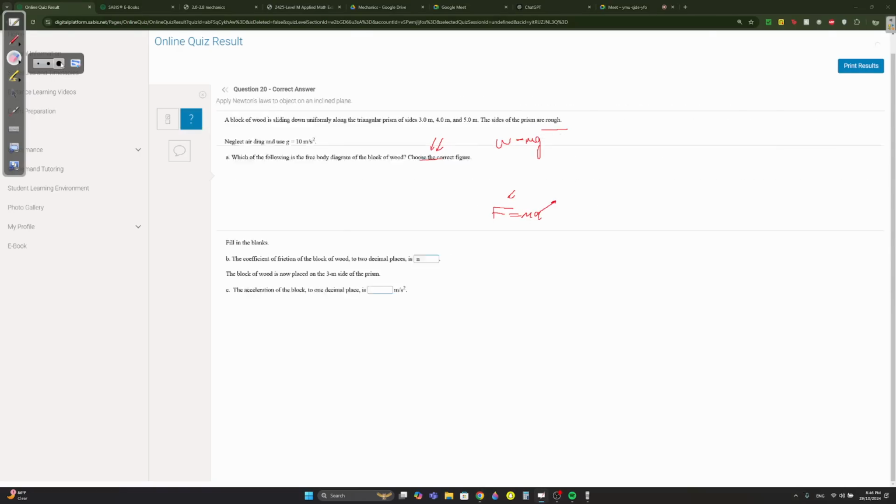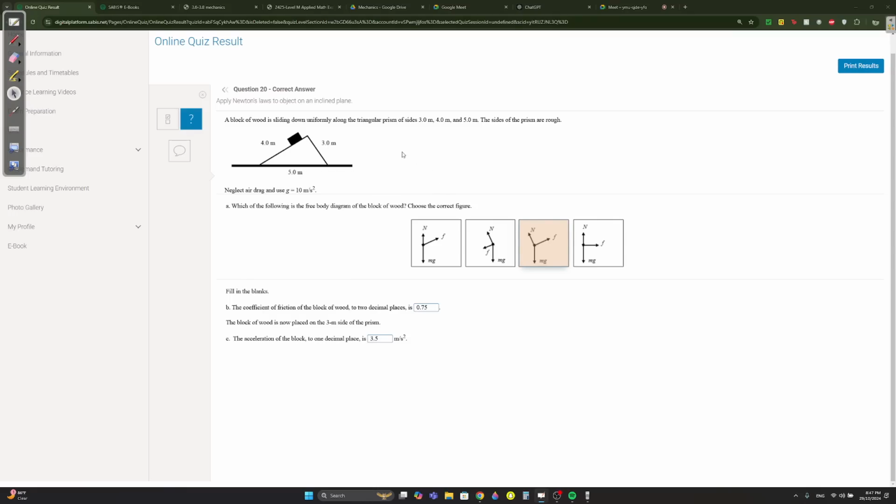Question 20. You have a block of wood sliding down uniformly along a triangular prism of sides 3, 4, 5. The sides of the prism are rough. Which of the following is the free body diagram of the wood? Of course, you have the weight, you have the normal reaction, and obviously since it's rough, there's friction. So it's going to be this one. The coefficient of friction is what?